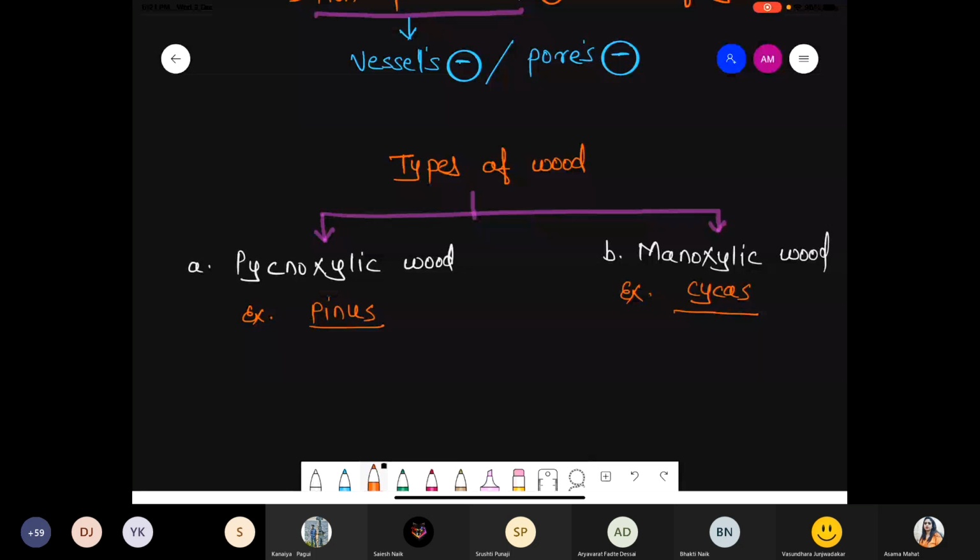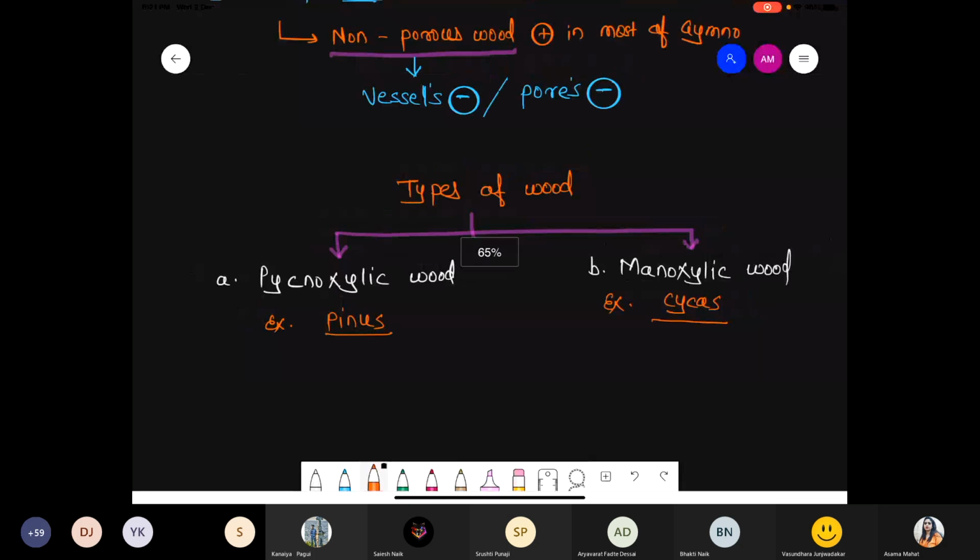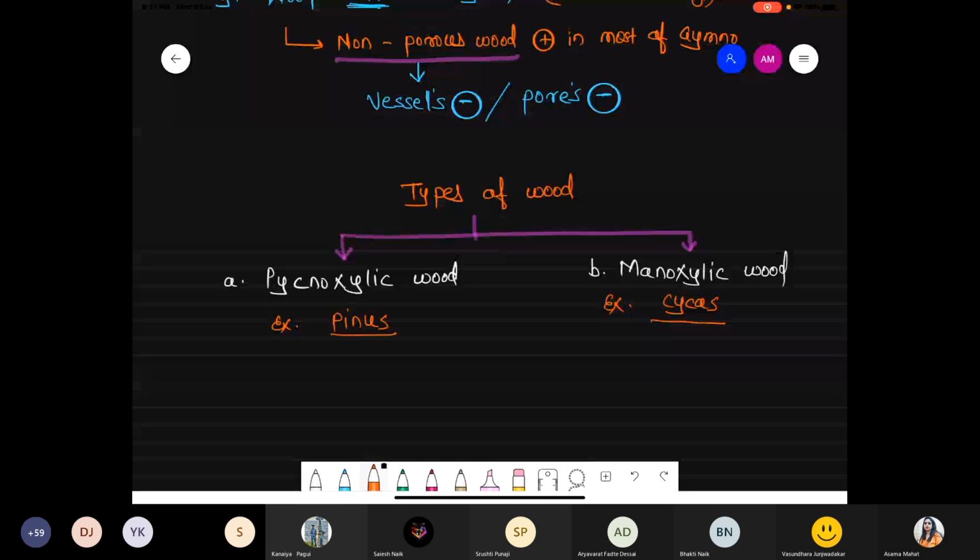And if I'm talking about pycno and mano, which wood is mostly used for commercial purposes? Pycnocyclic, this is the good quality wood used commercially. So it has commercial value. Why? Because you know very well, whenever we talk about wood, it is used for furniture preparation, even sports bats, and different types of handmade handicrafts.